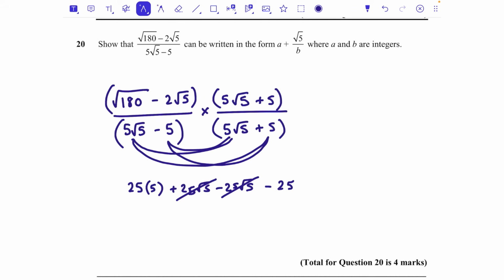So therefore, your denominator is 125 for that bit, 25 times 5. Take away 25, which is just 100. So my new denominator is 100. Now let's look at the numerator.